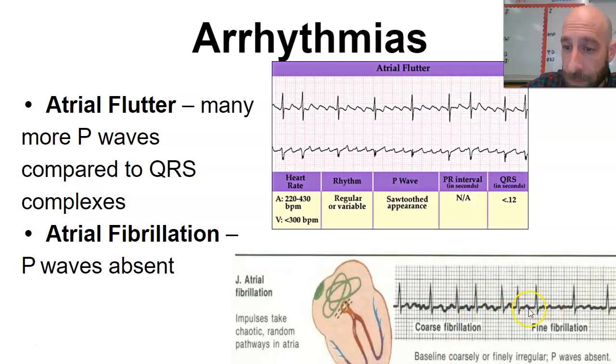So you can see here, this would be a normal one, and then here you can see there's no obvious P wave. So the atria is not contracting like it should. This is where somebody might get a pacemaker put in. This means that the SA node is not functioning the way it should. So you're going to get a chaotic and random contraction of the atria. Again, not deadly, but it would be something that you would have to deal with.